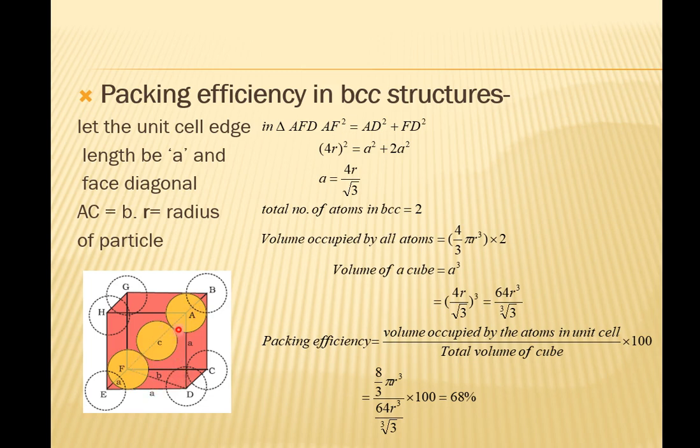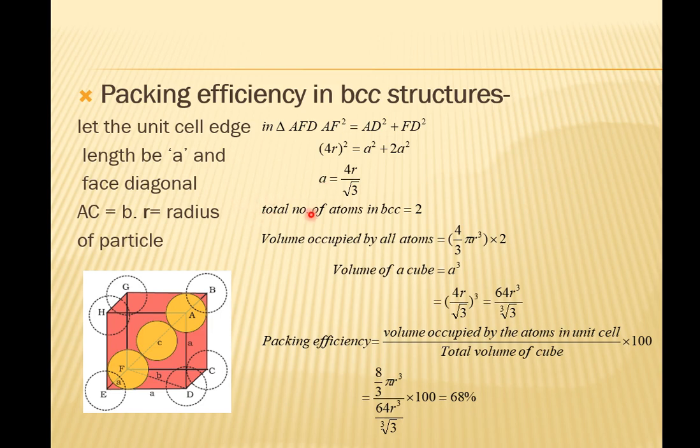AFD is also a right angle triangle. In this triangle, AF square will be equal to AD square plus FD square. Putting these values, AF will be equal to 4r: 1, 2, 3 and 4 radii. So it will be 4r square equals a square plus the value of face diagonal we have calculated earlier. It comes to be 2a square. So a will be equal to 4r upon root 3.